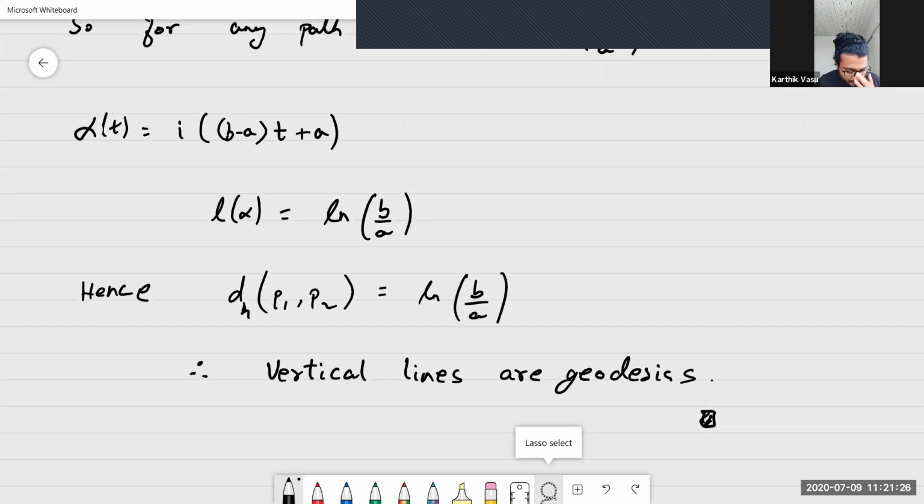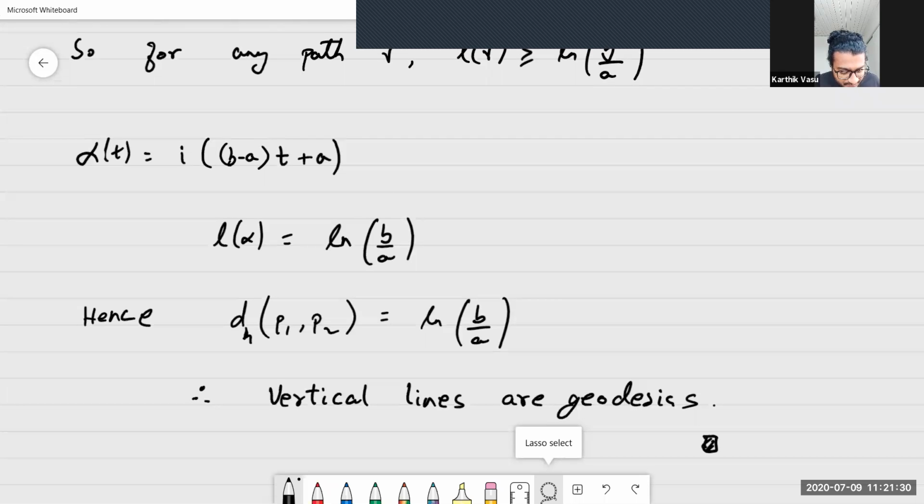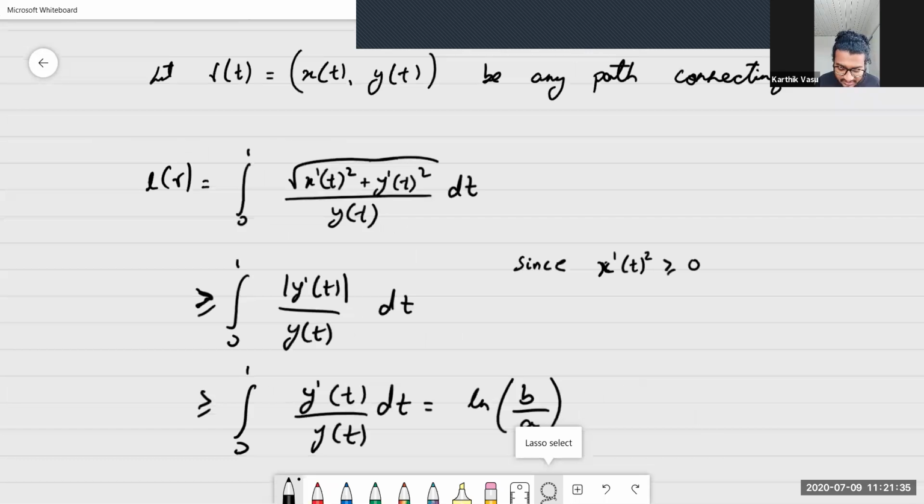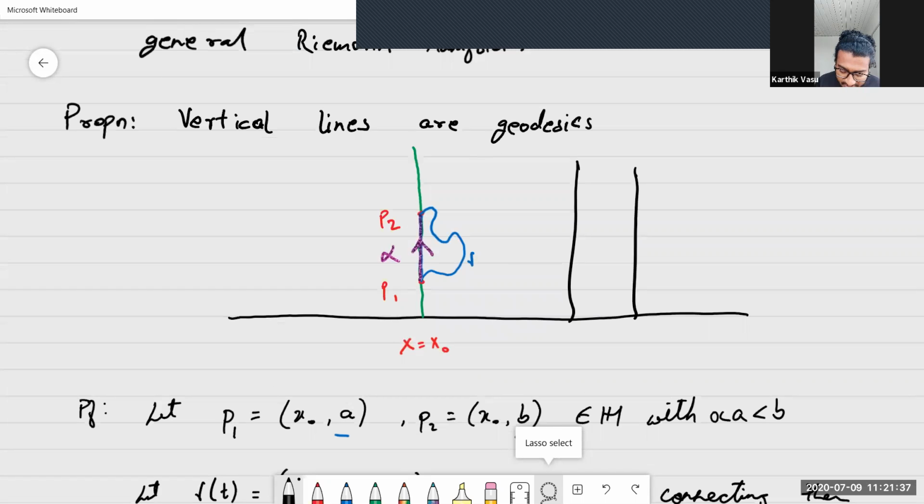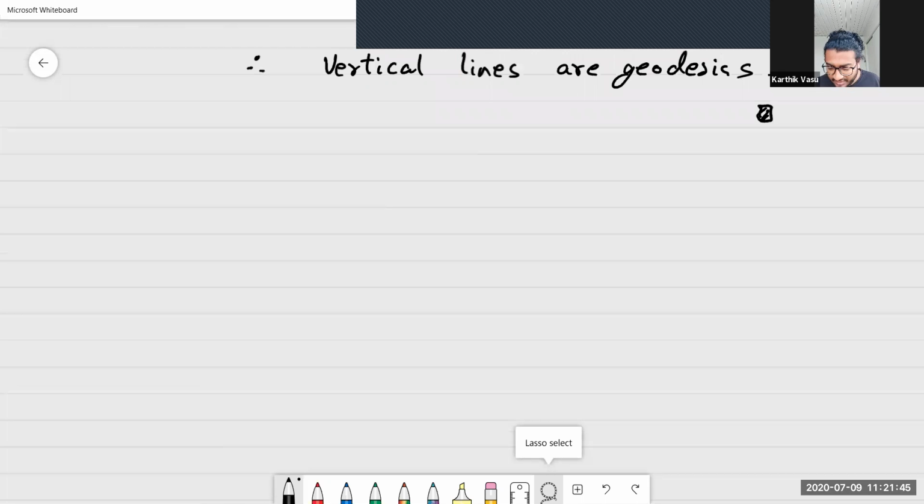Okay. So by proving this, we have achieved two things. One is that we have proved these vertical lines are all geodesics. The other is we have found the distance between 2 points on vertical lines. So we can sort of get distance formulas for other points also using this.